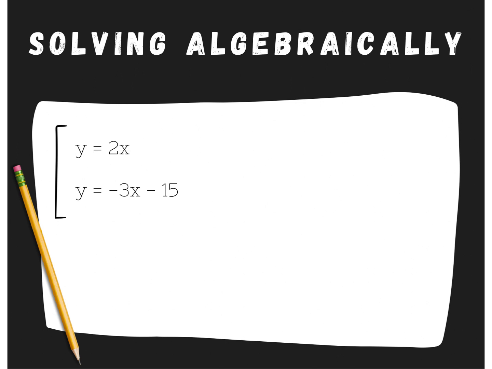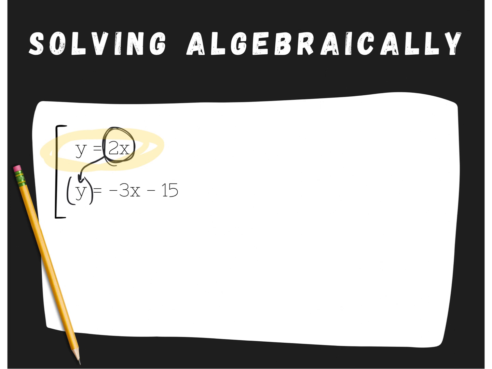So I'm going to take this 2x, which I can see is equal to y, and I'm going to replace y in the other equation with the 2x. I'm allowed to do that because I can see in my first equation that 2x is in fact equal to y. That means they're the same thing. I could say 2x or I could say y, and I would be talking about the same value.